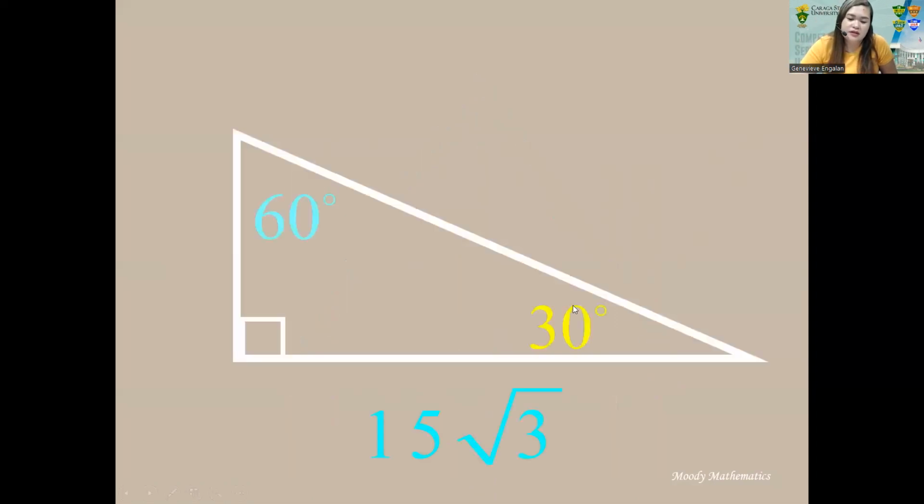So this one, okay, the longer leg is 15 square root of 3. So what is the shorter leg? 15. The hypotenuse will be 30.